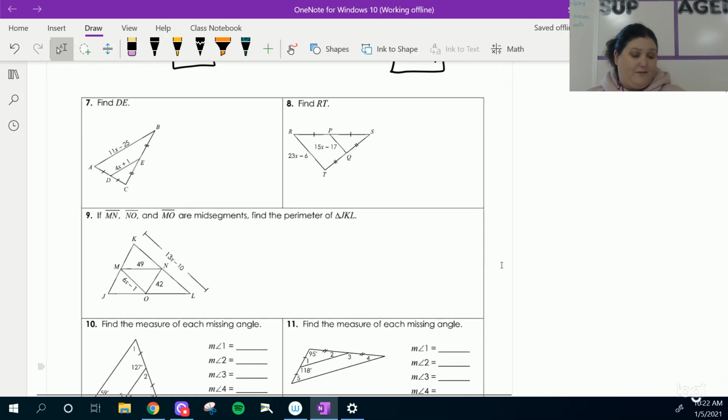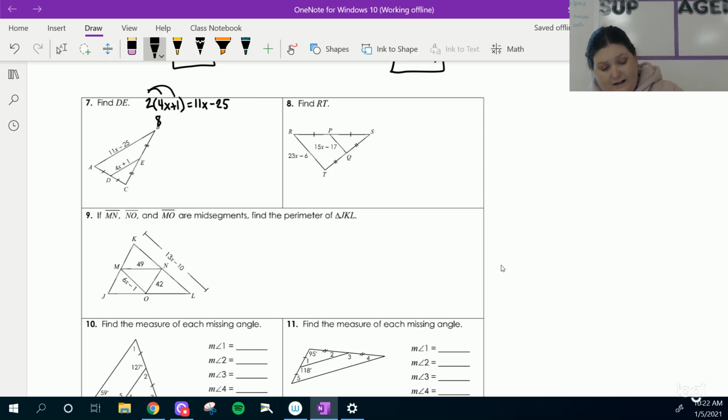Next one says find DE. So first thing I have to do, just like I did on the last two problems, is find the value of x, and then take that value of x and plug it back in for DE. So I'm going to do 2 times 4x plus 1 is equal to 11x minus 25. So I'm going to distribute the 2. So I get 8x plus 2 equals 11x minus 25.